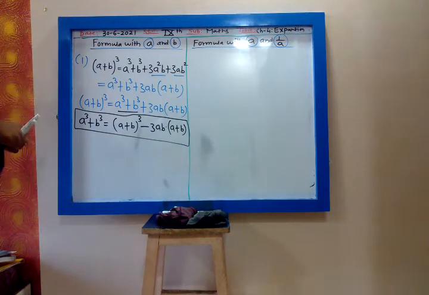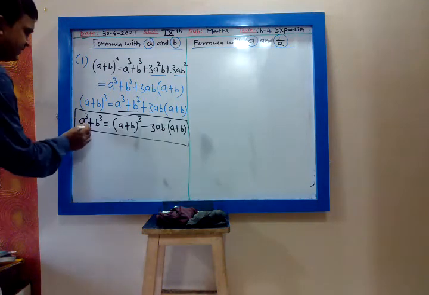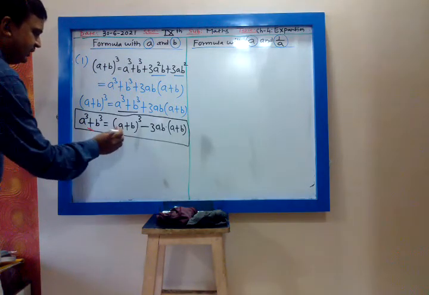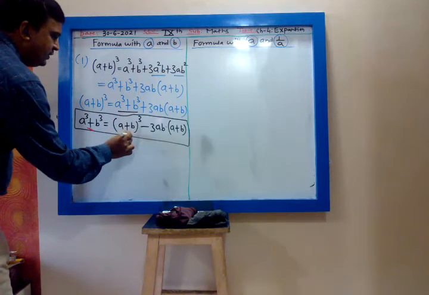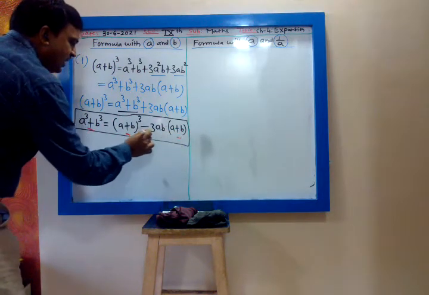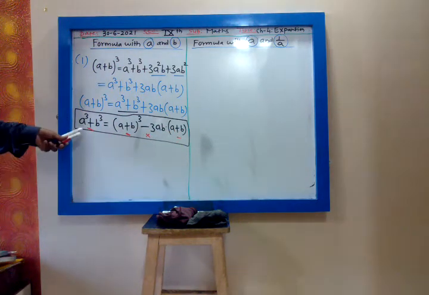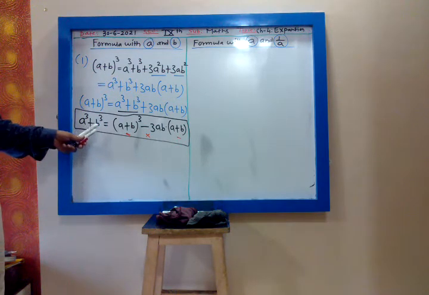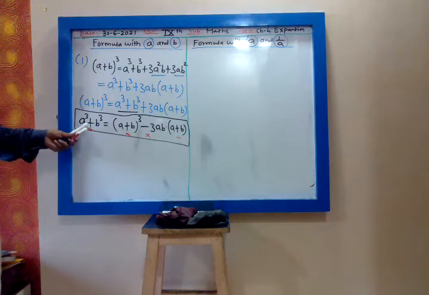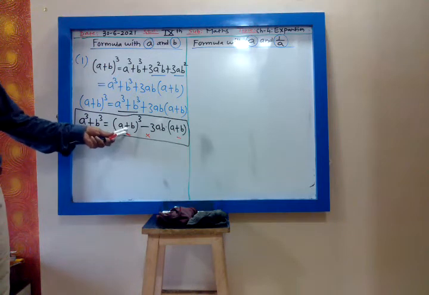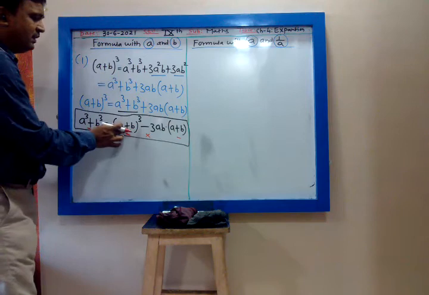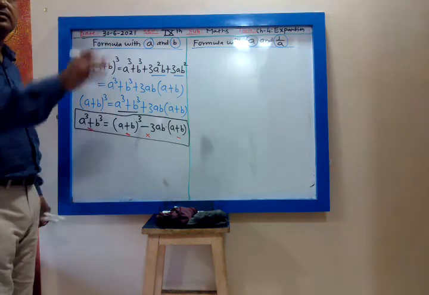Now what important observation you have to see, because in examinations students are confused with plus and minus signs. If it is a plus sign between them, then inside the bracket it is plus and outside the bracket it is minus, that's all.